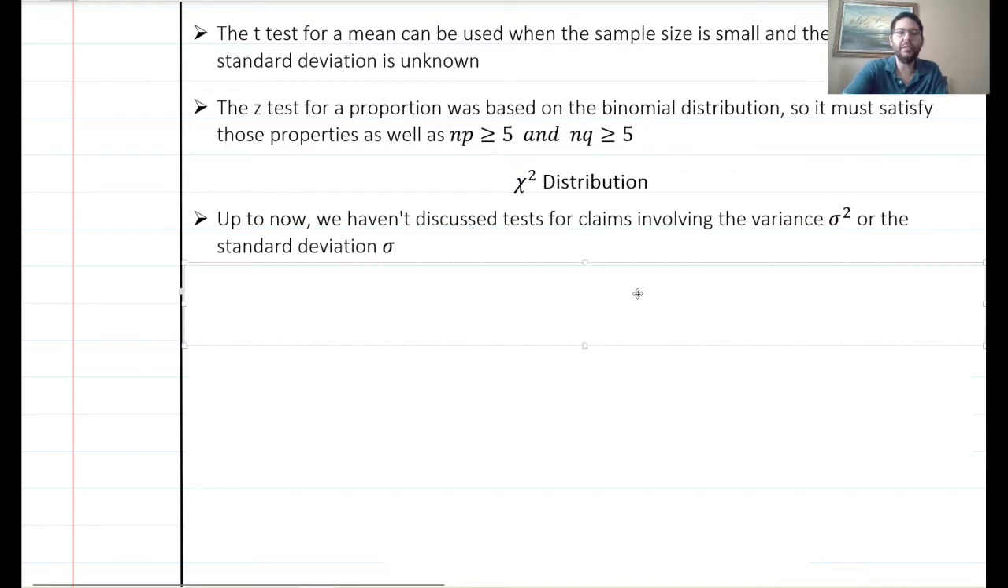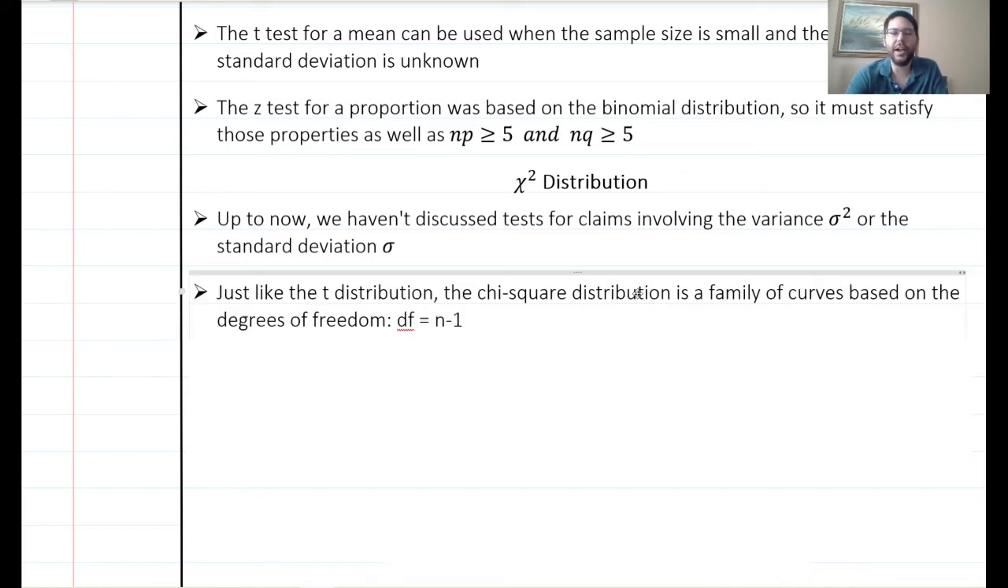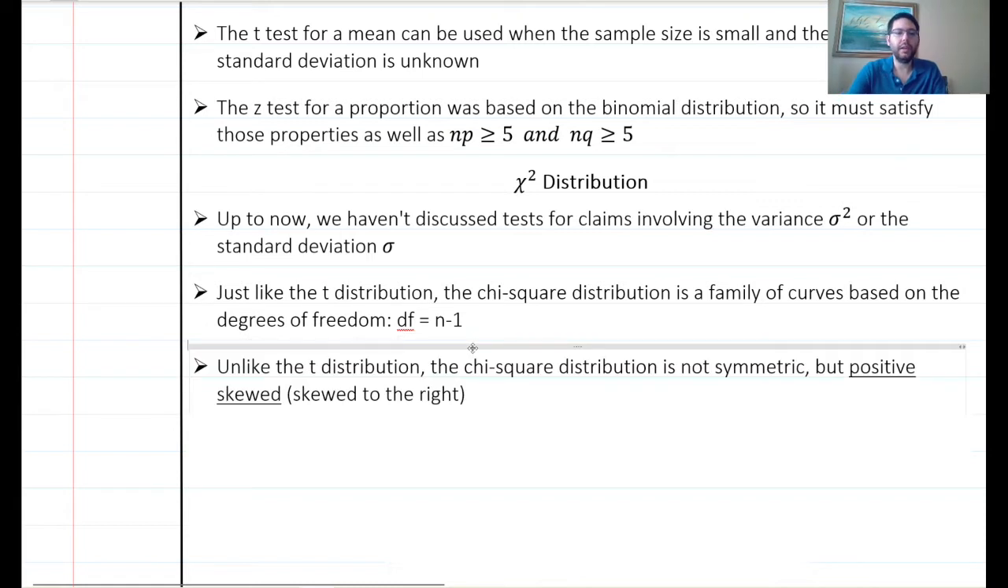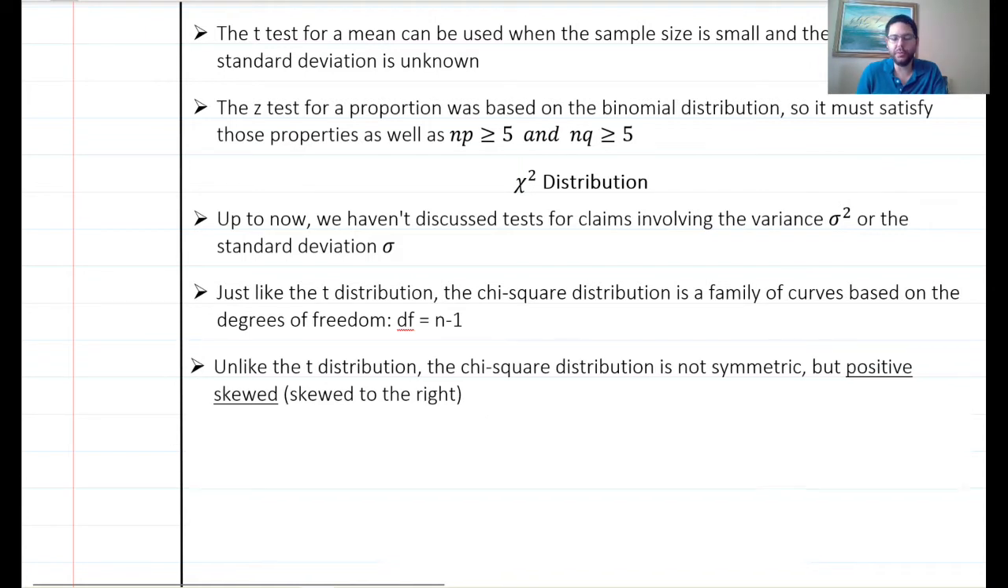Remember that the variance and the standard deviation represent the spread. So in this case, we're interested in claims about the spread of the data, how the data is spread out. So just like the t distribution, the chi-square distribution is a family of curves based on the degrees of freedom calculated in the same manner. df is equal to n minus 1. But unlike the t distribution, the chi-square distribution is not symmetric. It's actually positively skewed, or skewed to the right.